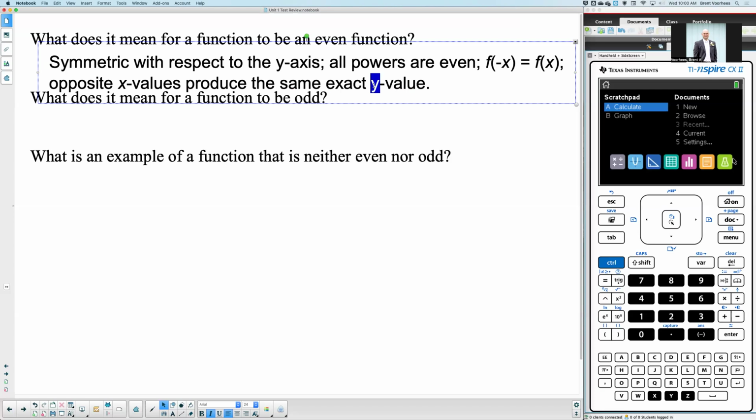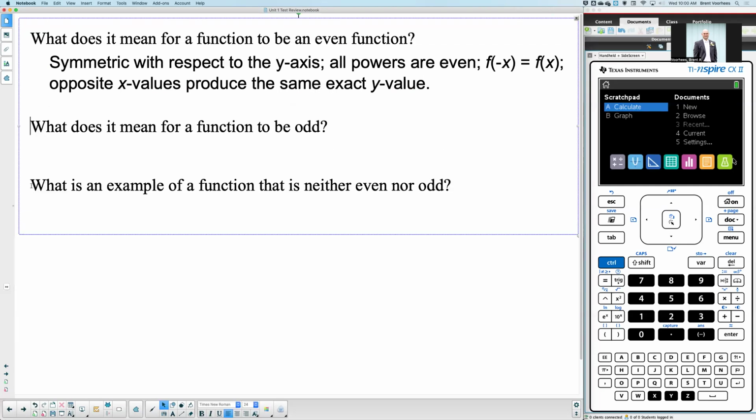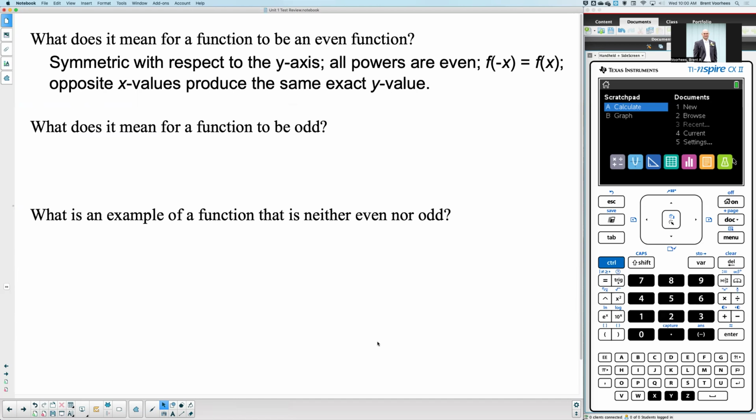Opposite x values produce the same exact y value. For example, what are two numbers that could be opposite x values? Two and -2. They would need to produce the exact same y value. 2 and -2 need to both produce a 5 or something like that. Okay. What does it mean for a function to be odd?